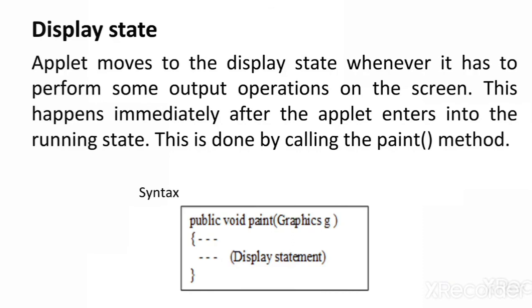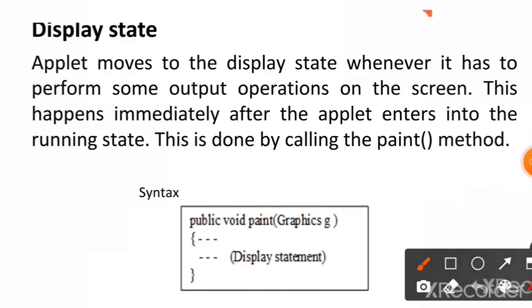And almost every applet will have a paint method. Like other methods in the life cycle of an applet, the default version of the paint method does not do anything. So it does absolutely nothing. So we must therefore override this paint method if we want something to be displayed on the window. The general syntax of the paint method is shown here.